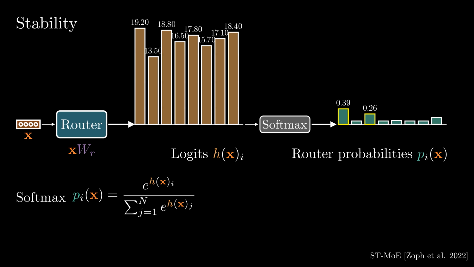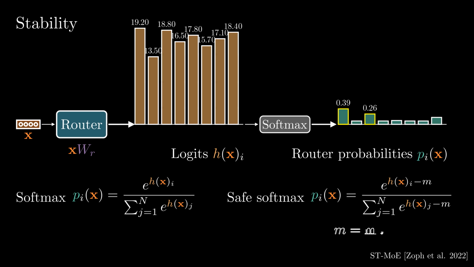A common strategy to address this is to use safe softmax. Safe softmax prevents overflow by first subtracting the maximal logit from all logits before exponentiating. Subtracting the max logit doesn't change the softmax output, but prevents overflow from large exponentials in low precision. However, this approach only treats the symptom. It does not resolve the underlying cause. The expert logits may still grow without control and lead to numerical instability.